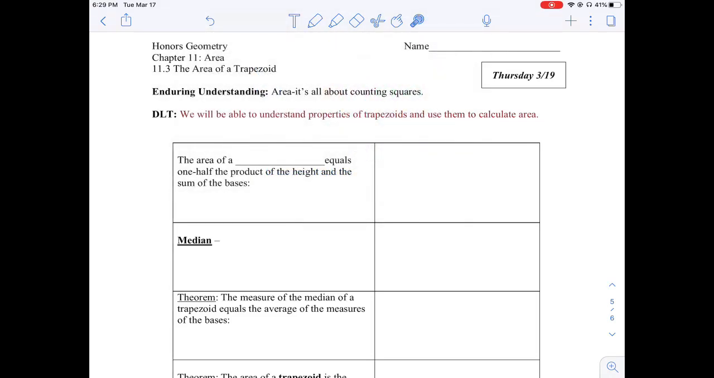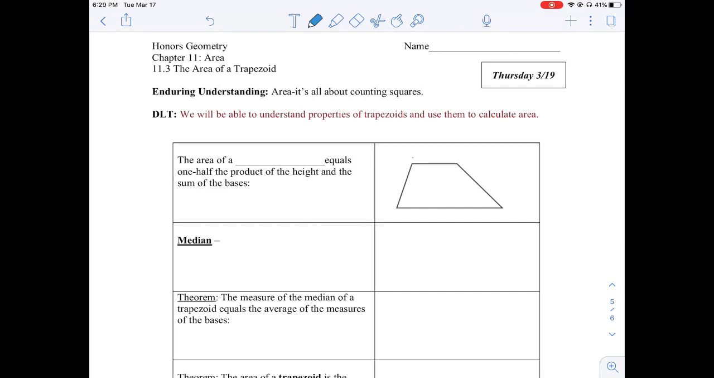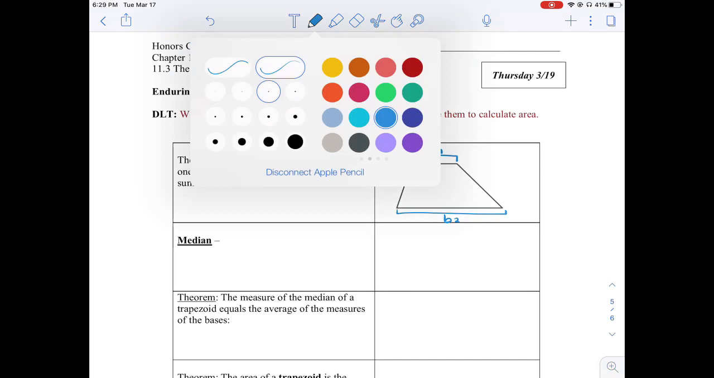For today's notes, we're going to talk about the area of a trapezoid. We've seen trapezoids before, and so where we're going to start is looking at the key pieces of a trapezoid. We know that a trapezoid has two bases. The upper base, we're going to call today B1, and the lower base we're going to call B2. We'll see that both of those numbers end up being important in our formula.